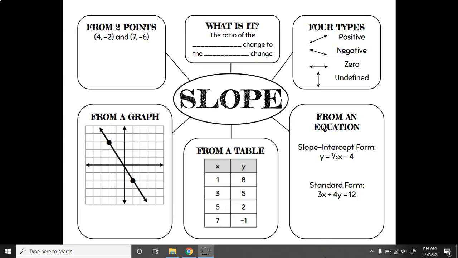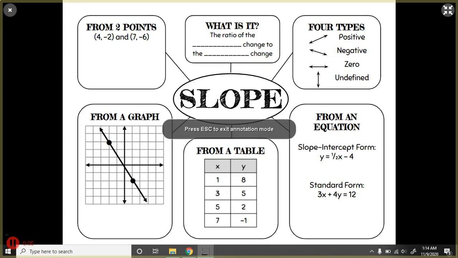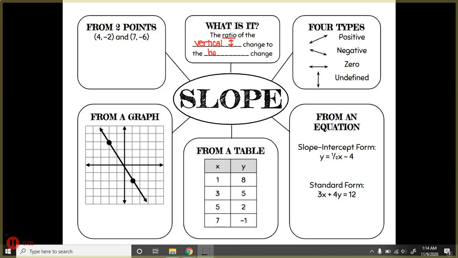Today we're going to do a recap on slope and how to calculate slope. So the first thing we want to talk about is what is slope. Remember we talked about slope being the ratio, which means we're talking about a fraction. It is a fraction that compares the vertical change, vertical meaning up and down, to the horizontal change, meaning we're talking about moving left and right.